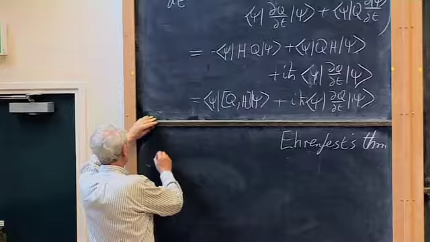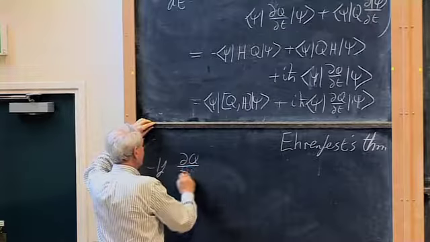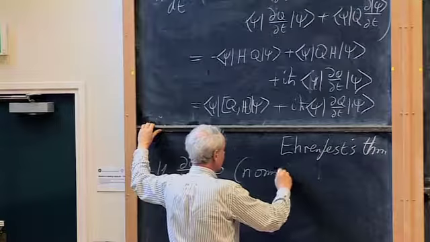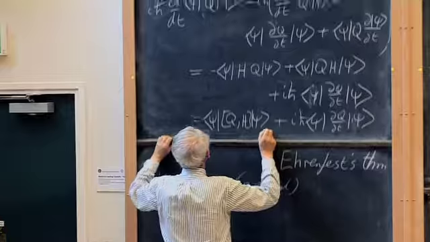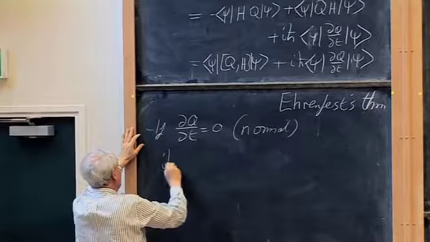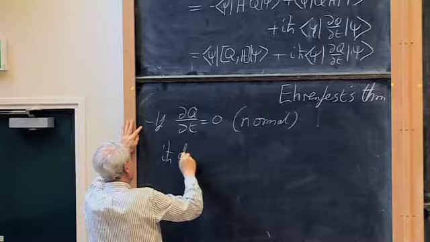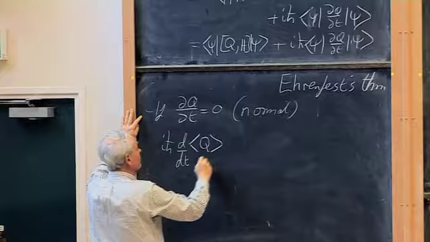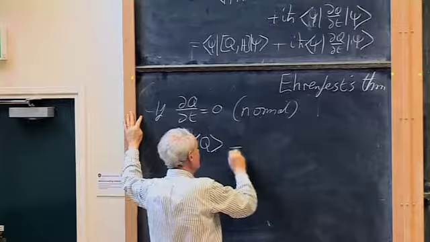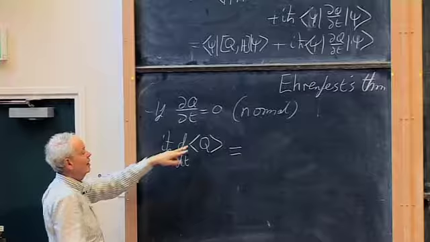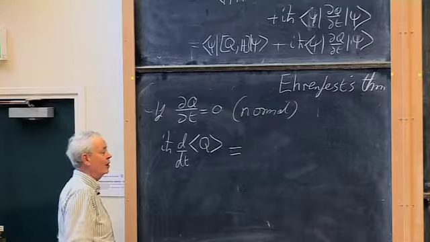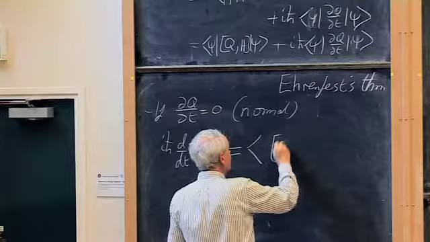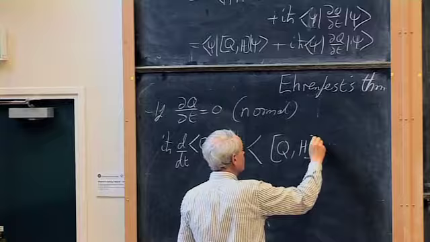And so if dQ/dt equals naught, which is the normal state of affairs, then we have that iħ d/dt of the expectation value of Q, which is often written like this in shorthand notation, right? We've left out the ψ either side, just leave the angle brackets, which means the expectation value in any state whatsoever, is equal to the expectation value of the commutator [Q, H].